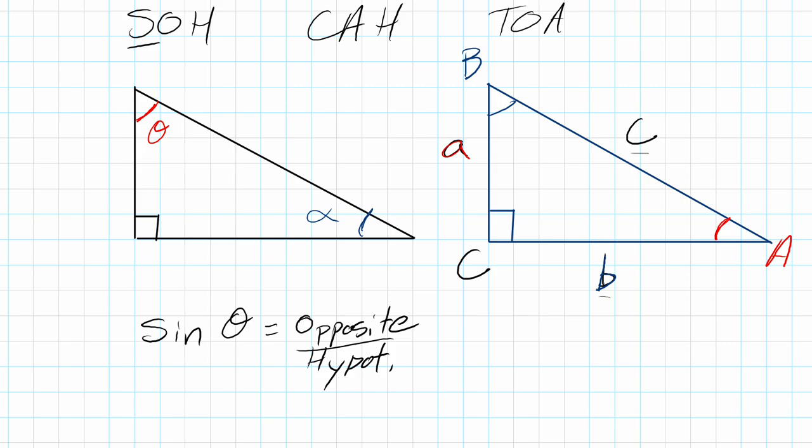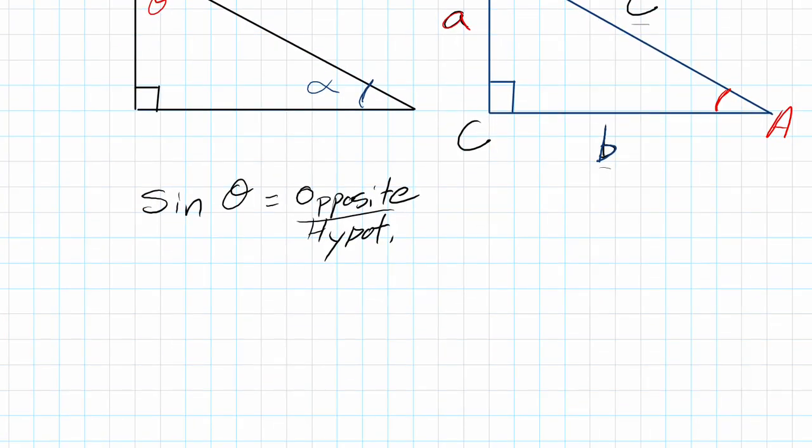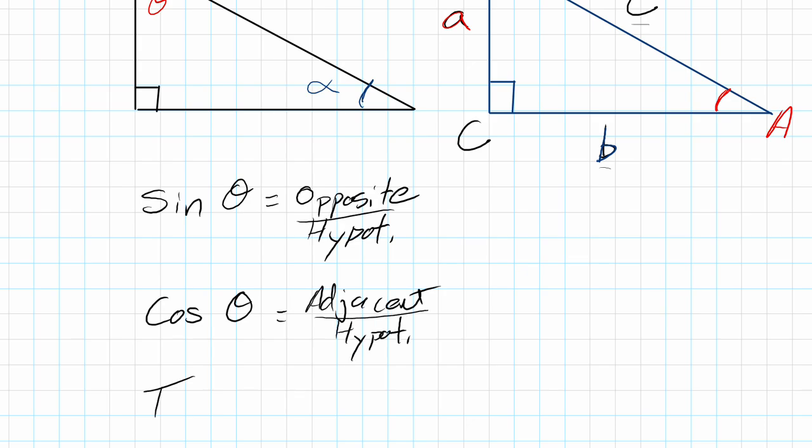The next ratio, CAH, stands for the function cos. We can apply it to the exact same angle, cos theta, is equal to the adjacent side divided by the hypotenuse. And then TOA stands for the function tan. Tan theta is equal to the opposite over the adjacent.